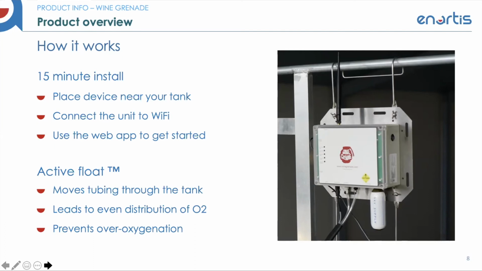The other kind of innovation that we've brought to it is the invention of what we call an active float system, which is really just marketing speak for a thing that goes up and down inside your tank to move the semi-permeable tubing around. So what we're looking for with that active float system is essentially movement of the permeable tube, and so we're able to get a nice even distribution of oxygen throughout the volume of wine. The easiest way to think of it is like a pool shark with a fancy marketing name.